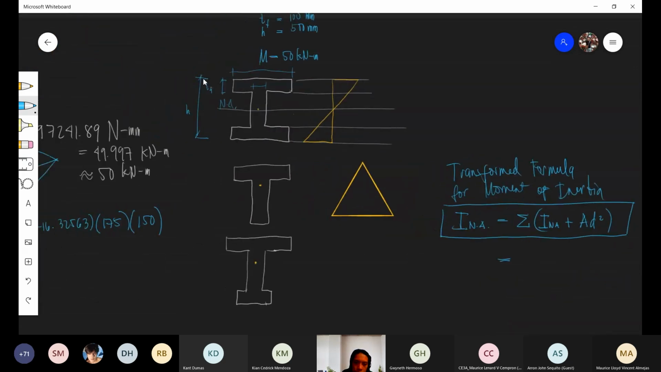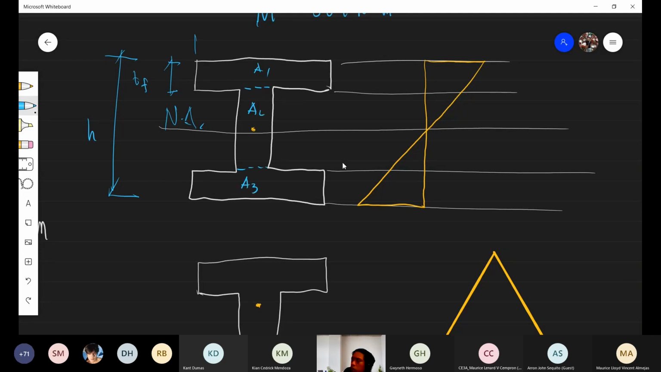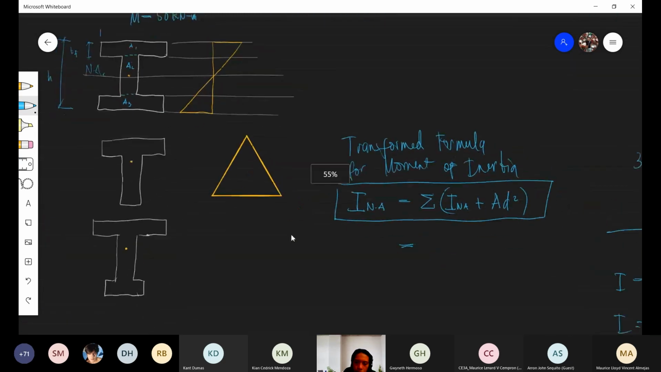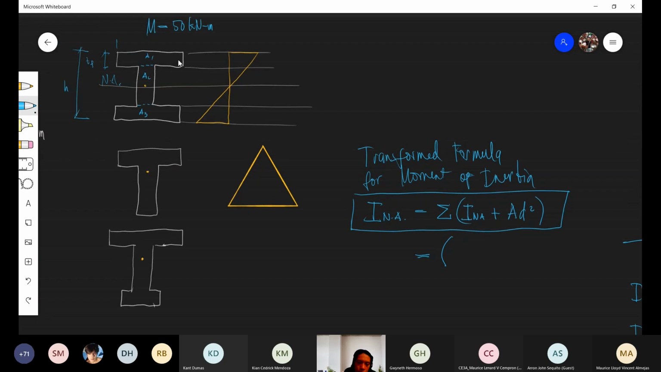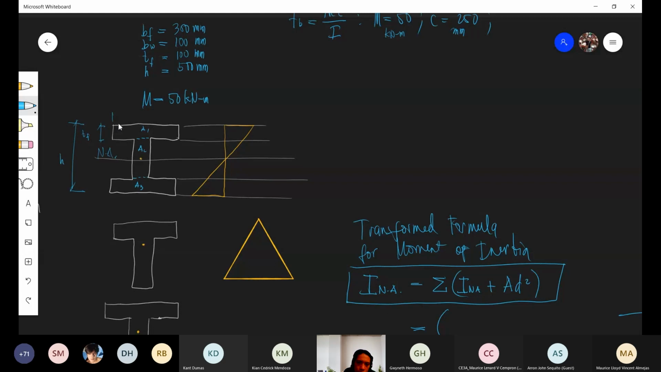Okay, so before we can apply it, let's divide this into several composite shapes. So we have here A1, A2, and A3. Composite shape here, pero made up of regular shapes. How do we solve it here? Okay, summation of INA. Summation of INA, ibig sabihin, ang INA han A1. Pero ano ang mga dimension nila? BF is 300, TF is 100.